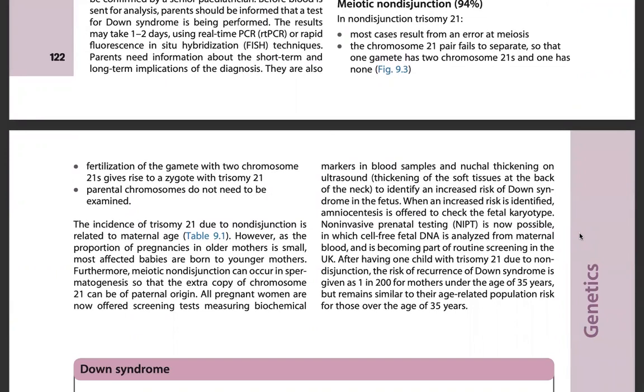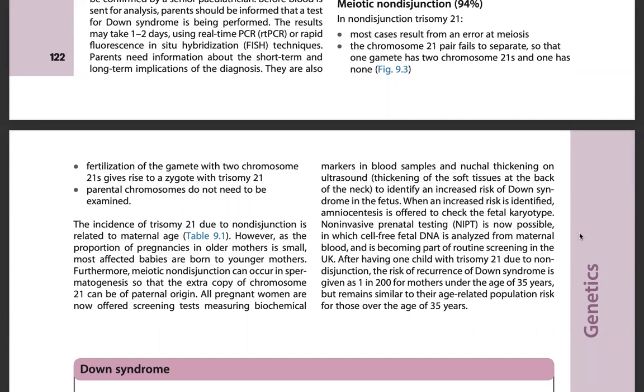Parental chromosomes do not need to be examined. The incidence of trisomy 21 due to non-disjunction is related to maternal age. However, as the proportion of pregnancies in older mothers is small, most affected babies are born to younger mothers. Furthermore, meiotic non-disjunction can occur in spermatogenesis, so the extra copy of chromosome 21 can be of paternal origin.